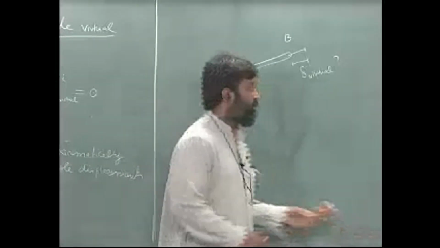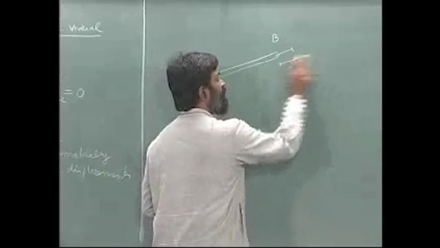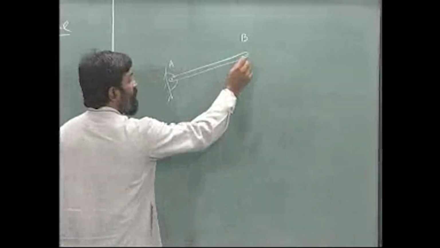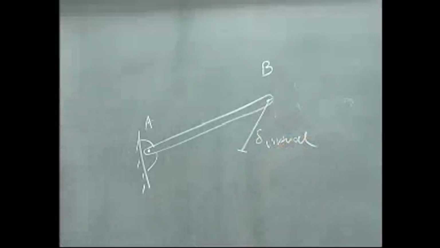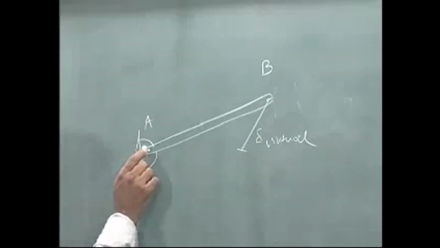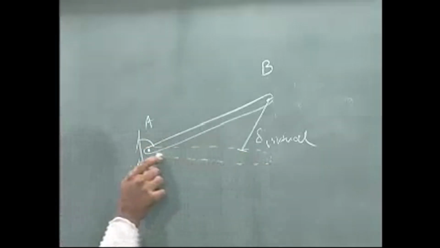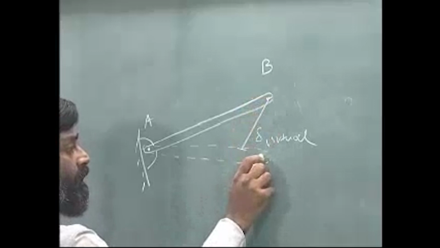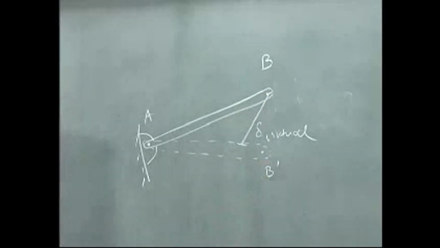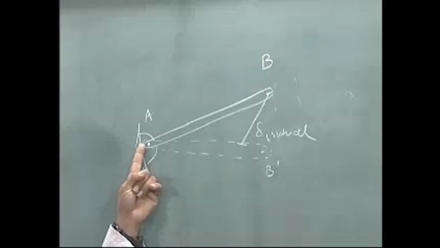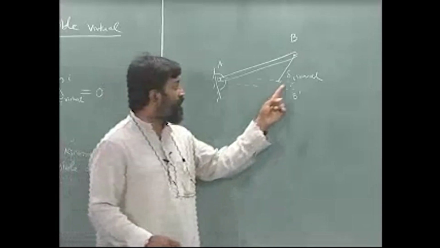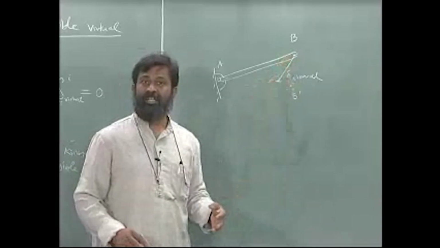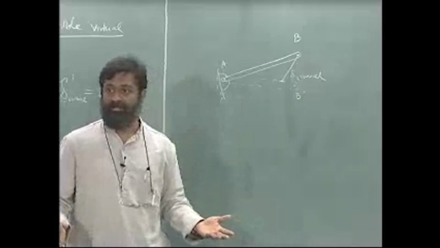Another notion, which is an offshoot of this: can I, for example, have a virtual displacement like this that I give? Again the answer is no, because when this rotates, this point B will reach this point B prime, since the length of this rigid bar remains unchanged, and therefore this virtual displacement is an inadmissible displacement.